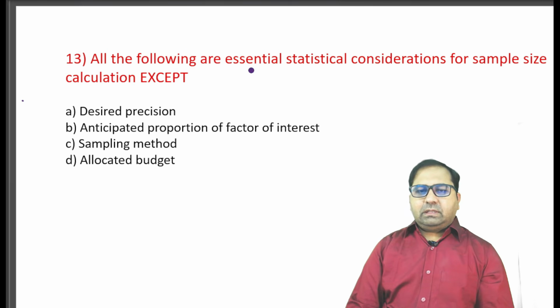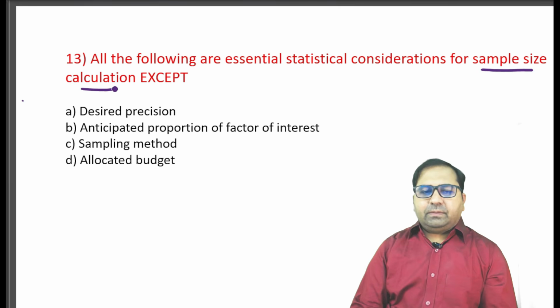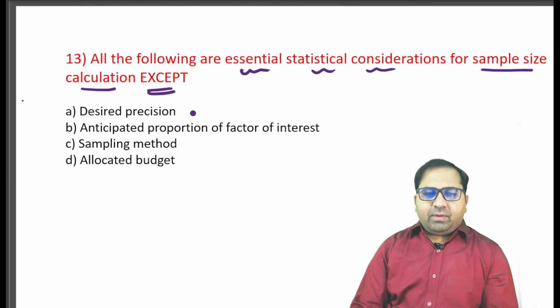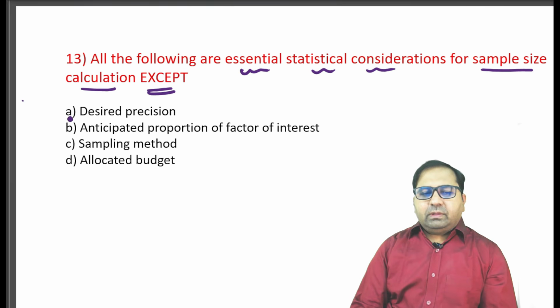All the following are essential statistical considerations for sample size calculation, except what? The options they gave are A. Desired precision, B. Anticipated proportion of factor of interest, C. Sampling method, or D. Allocated budget. So out of these four available options, the answer is the allocated budget. Allocated budget is not considered for sample size calculation.